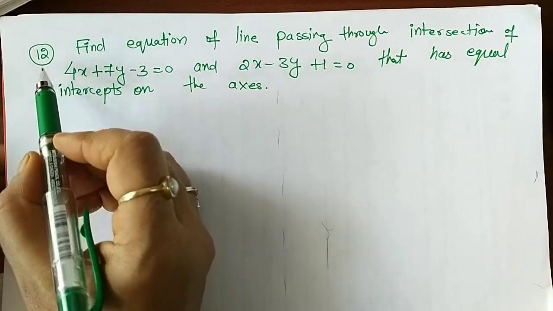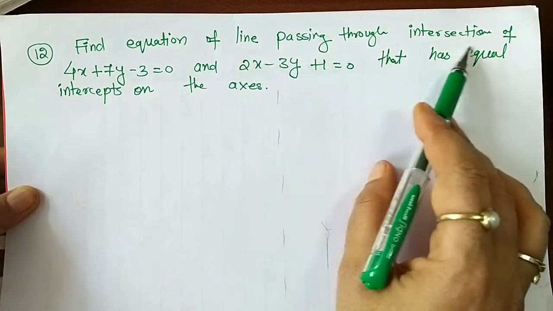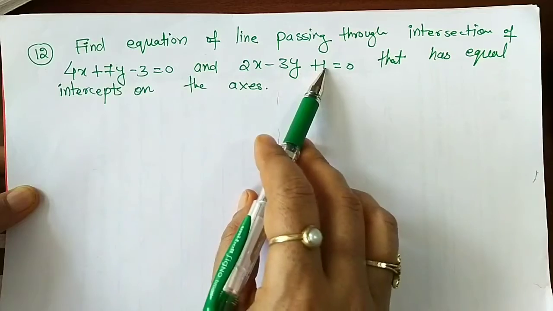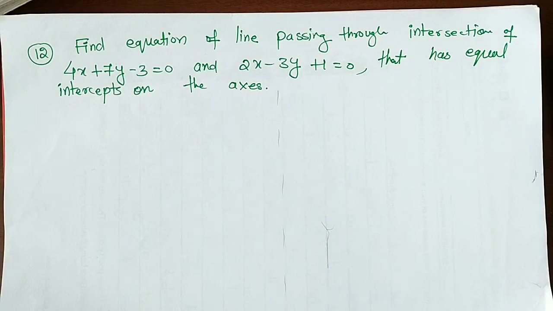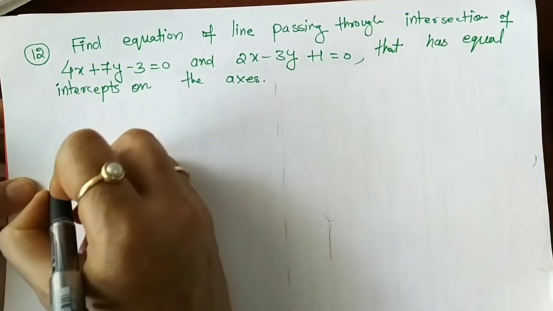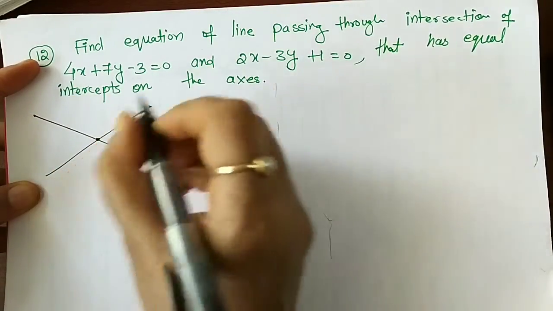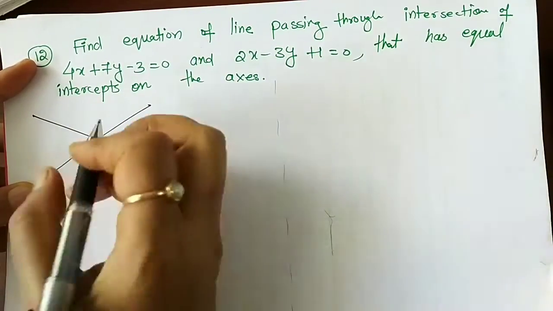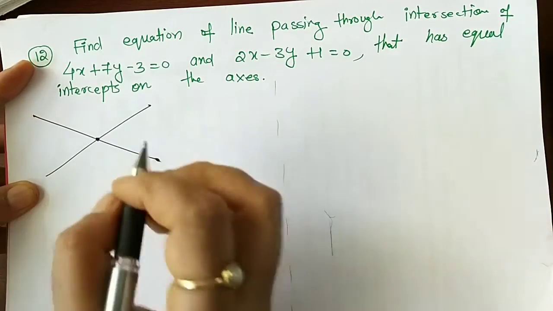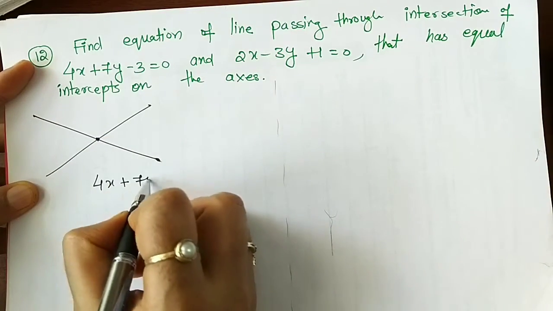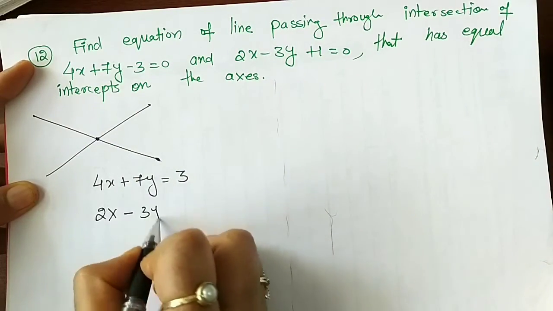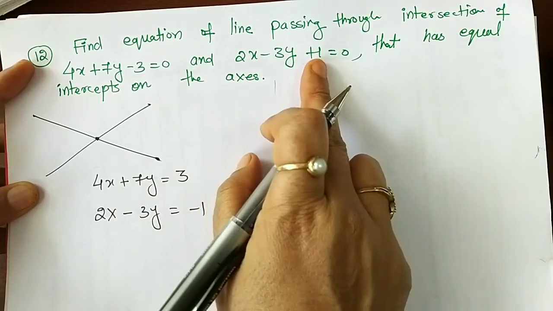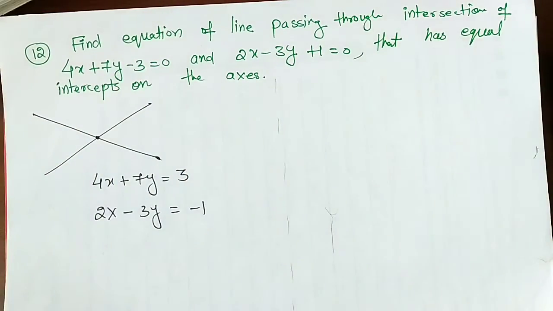This is question number 12. Find the equation of the line passing through the intersection of these lines, and the line which we want has equal intercepts on the axes. Okay. So the first thing is they have given that your line is passing through the intersection point of these two lines. So the only thing is we have to solve it to get this point. So let me solve first. This is the first equation and the second is this minus 1. I am writing this on the other side so that I can solve it.